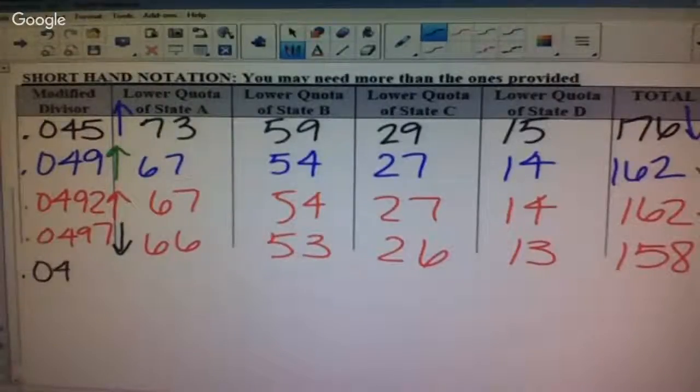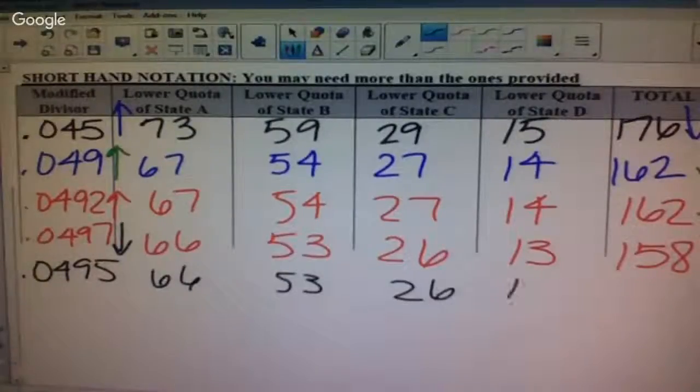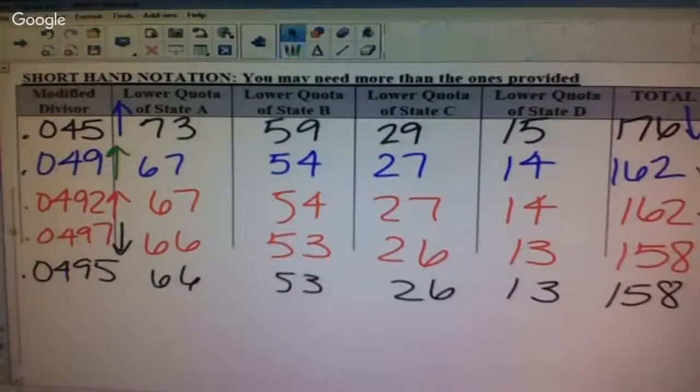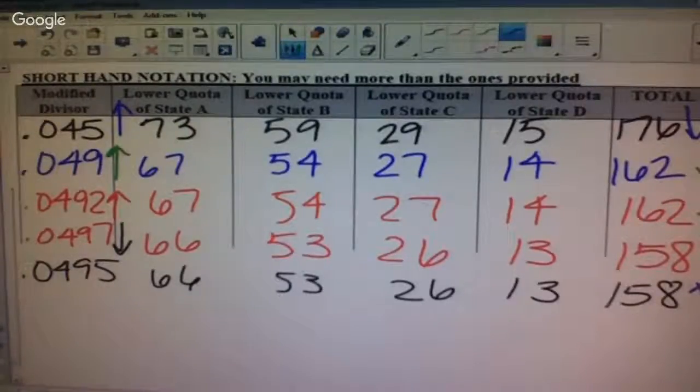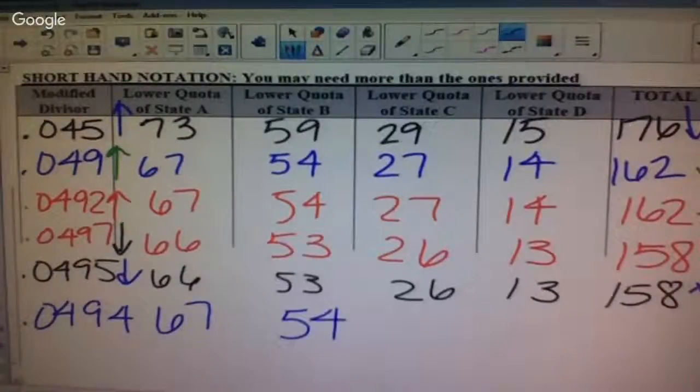0.0495. Not going to work. I got 66, 53, 26, and 13. We're still too small. 158. So this needs to go up, so this needs to go down. So you said let's try 0.049. Wait, this needs to go down. So 4, not 6. This will finally work. You finally get 67, 54, 26, and 13.